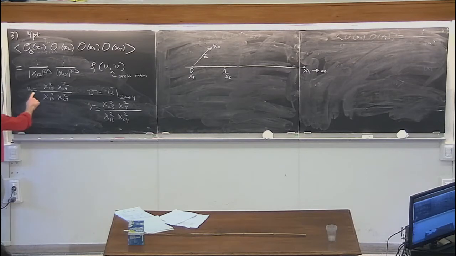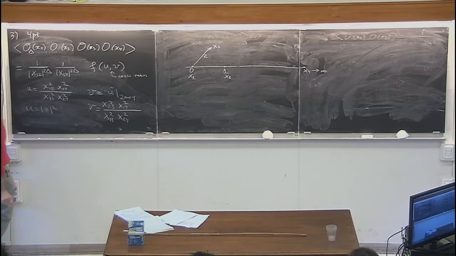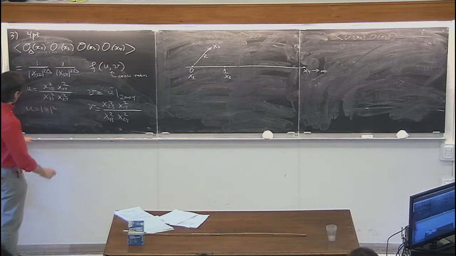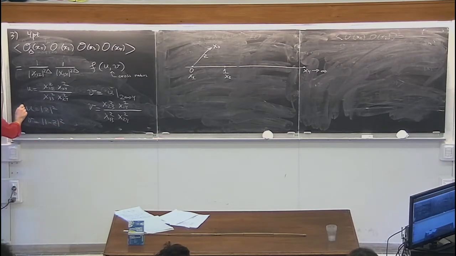Because you see, x4 went to infinity, so we can forget about it. x13 is 1, so u in this configuration is the absolute value of z squared, and v is the absolute value of 1 minus z, squared. So, answering your question, it's exactly the same functional freedom that we have in two-dimensional CFT.